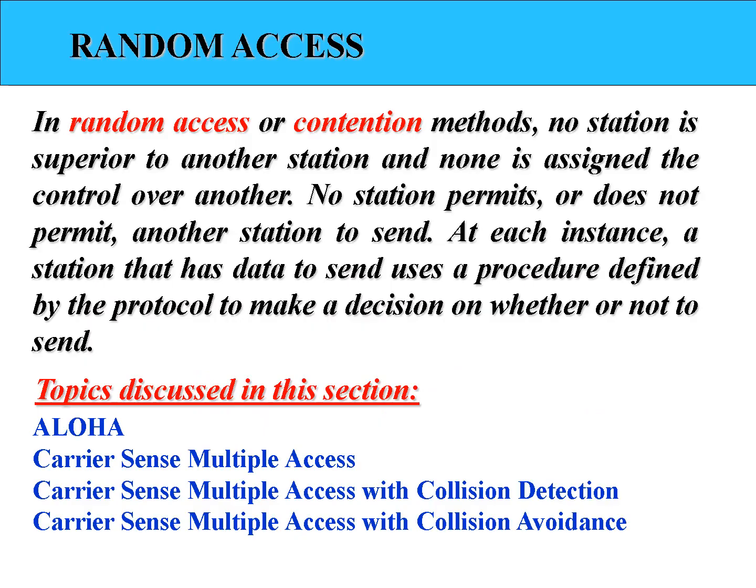First of all, what is random access protocols? Random access or contention method. In this method, no station is superior to another station and none is assigned control over another. No station permits or does not permit another station to send. Everyone has the equal privilege to send or not send the data. At each instance, a station that has data to send uses a procedure defined by the protocol to make a decision on whether to send or not send.